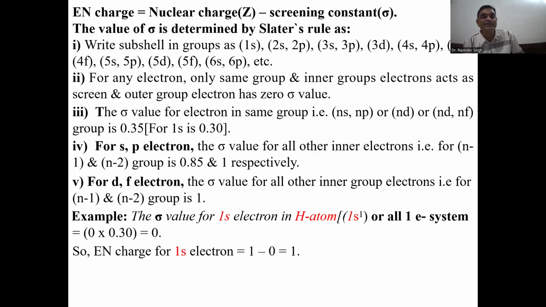So what is the effective nuclear charge experienced by the 1s electron? The actual charge, that is the nuclear charge, minus the screening constant. The screening constant value is also 0. So 1 minus 0 is 1. It means the effective nuclear charge and the nuclear charge value are the same here for the 1s electron in hydrogen. The same is the case for all one-electron systems. For all one-electron systems, the nuclear charge is equal to the effective nuclear charge. Okay.